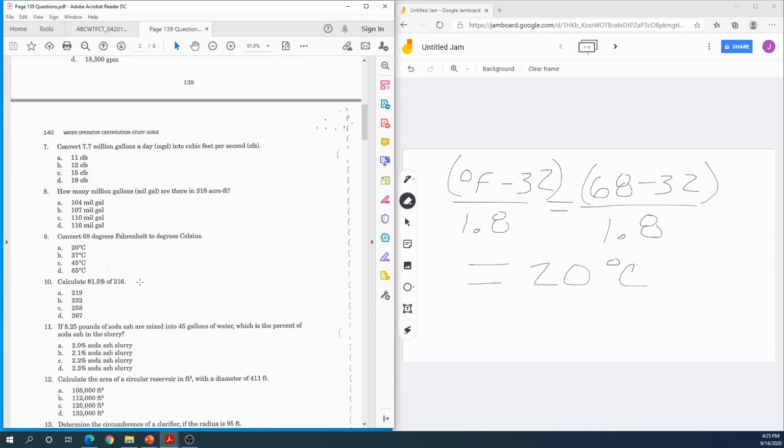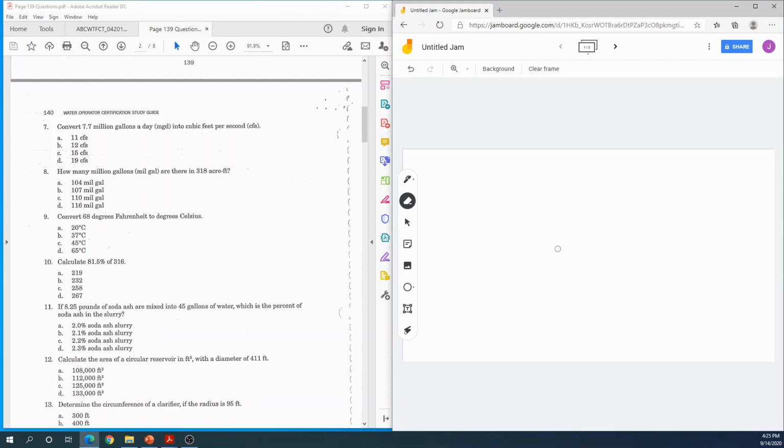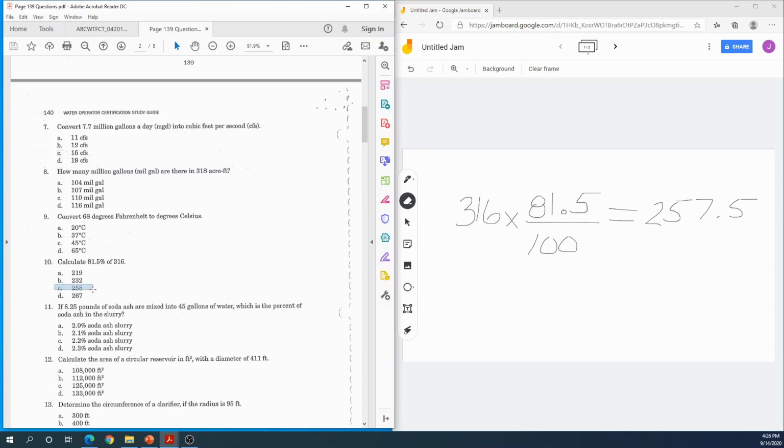All right, let's take a look at number 10. Calculate 81.5% of 316. So we're going to take 316. We want 81.5% of that. So we'll take 81.5. We have to divide this by 100 because this is a percentage. So if we take 316 times 81.5, divide that by 100, we get 257.5, which is equal to C, 258.